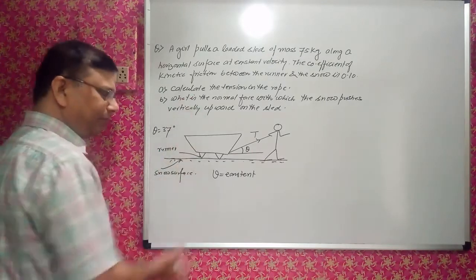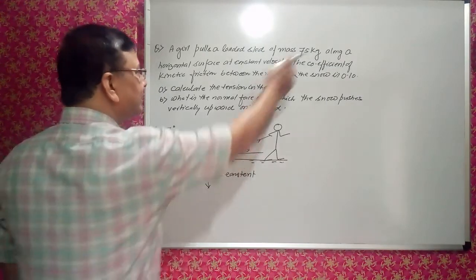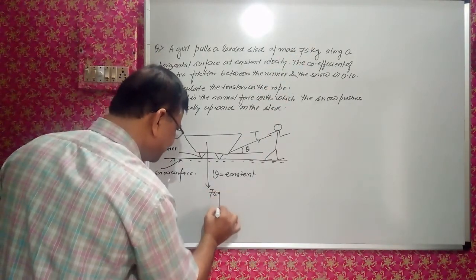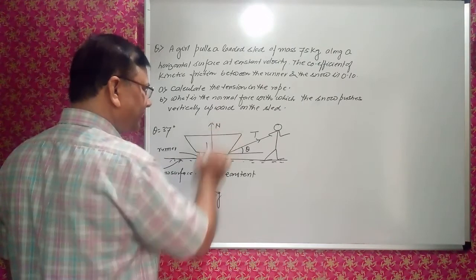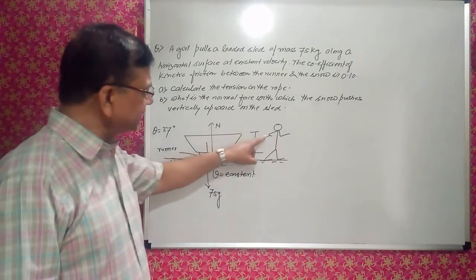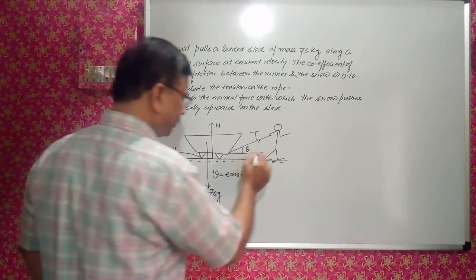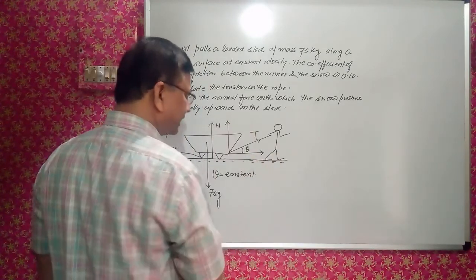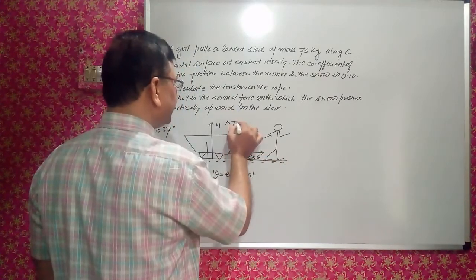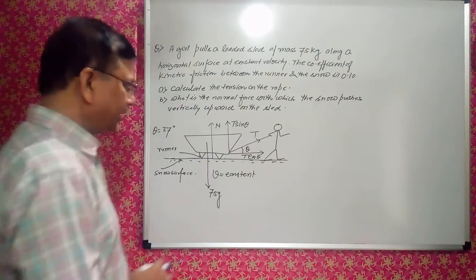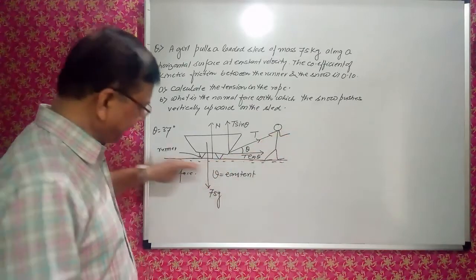Okay, so we will draw the forces acting on the sled. Its mass is given as 75 kg, so 75 g is acting downward on the sled. The normal reaction N is acting. Now since this tension is making a certain angle with the horizontal, we will resolve this tension, one in this direction, another in the perpendicular direction. Along this it will be T cos theta, along this it will be T sin theta. Now this T cos theta will make the sled move forward, parallel to the snow.